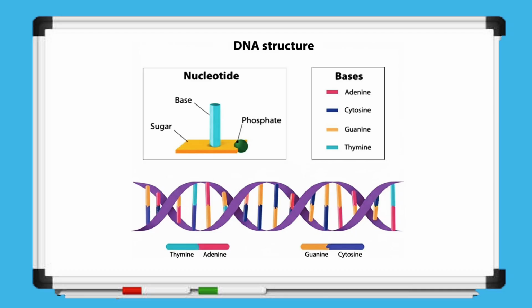The basic unit of DNA is called a nucleotide. Each nucleotide has 3 parts. It contains a sugar called deoxyribose, a phosphate group, and a nitrogen base. The sugar and phosphate form the structural framework, while the base carries the genetic information.